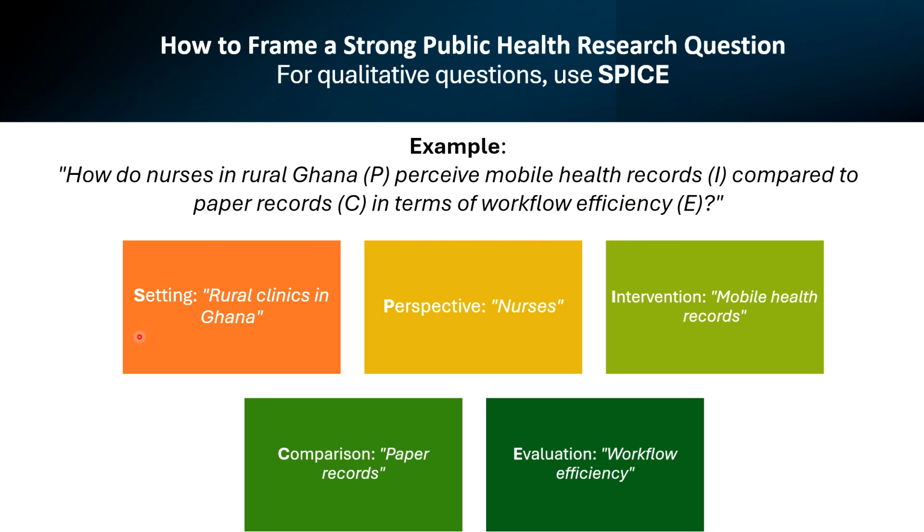So the setting is rural clinics in Ghana. Perspective is from nurses. Intervention is mobile health records. Comparison is paper records, and evaluation is workflow efficiency. So we are exploring the perspective of nurses about the workflow efficiency between these two. Okay.